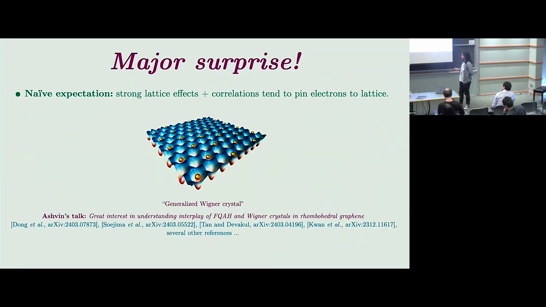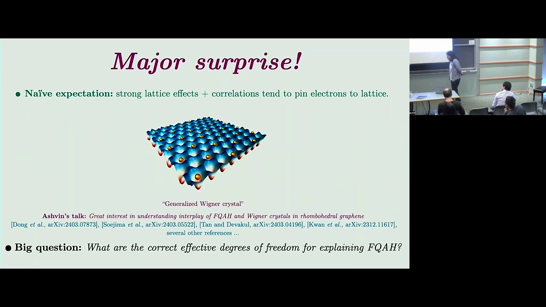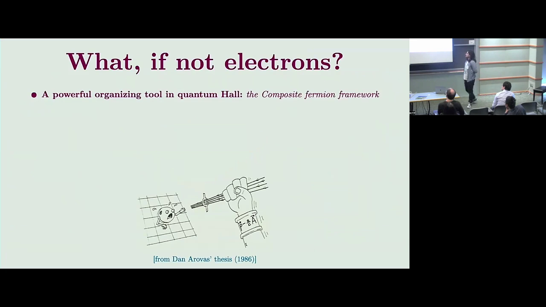And as Ashwin showed us, there's an ongoing theoretical effort to really understand how topology can interplay with these kinds of effects. But in this talk, I'm going to take a somewhat different approach to understanding fractional quantum anomalous Hall, in particular asking a somewhat more low energy question of what are the correct effective degrees of freedom for understanding FQAH phases.